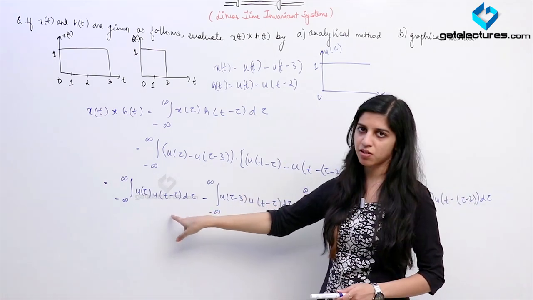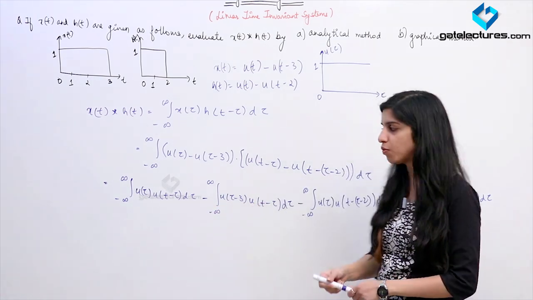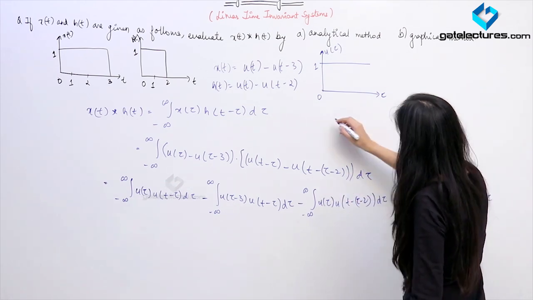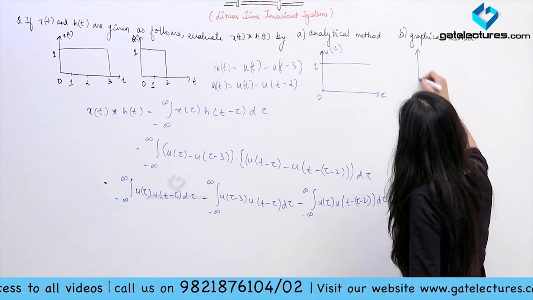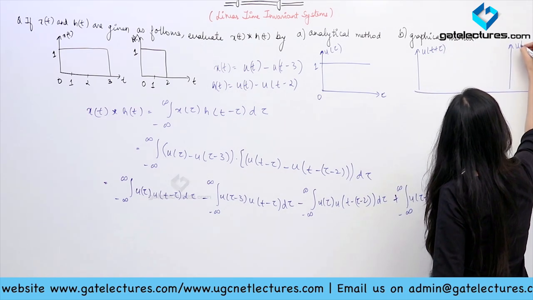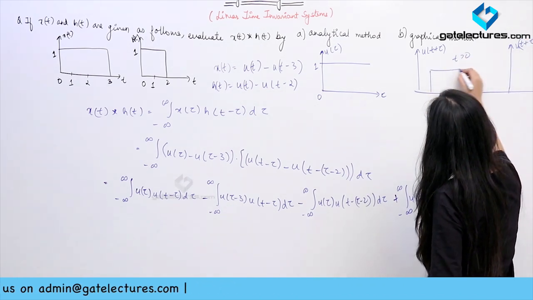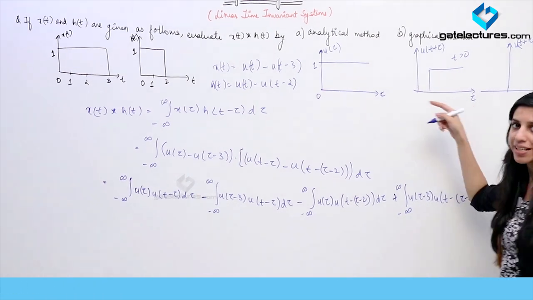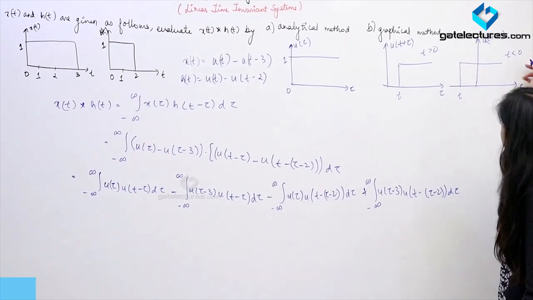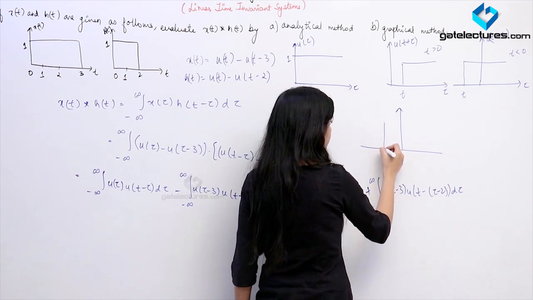Now I need to sketch u(t minus tau). Now this function involves two operations, shifting and reversal. So what is the order of performing these operations? Shifting first, then reversal. So I am sketching u(t plus tau) first. If I just sketch u(t plus tau), there can be two cases for this, as we've seen in the previous example also. If t is greater than 0, this is how u(t plus tau) is going to look. And if t is less than 0, this is how it looks, okay. Now if I perform reversal, what is going to happen? This function is going to look like this.